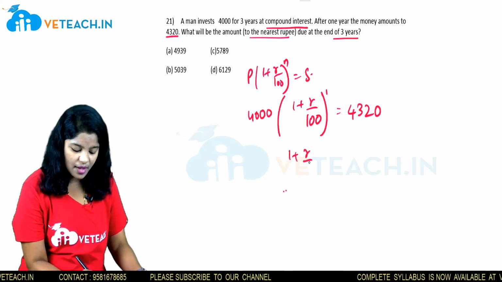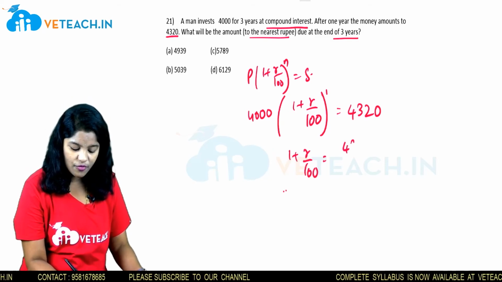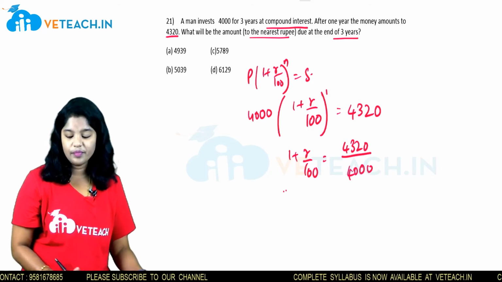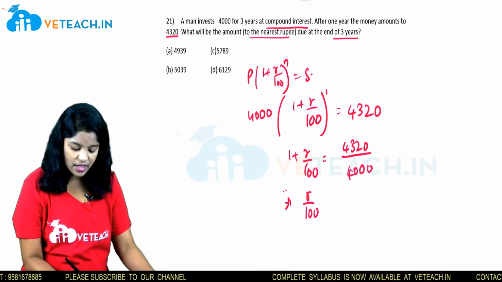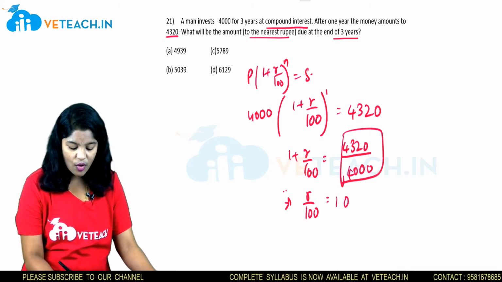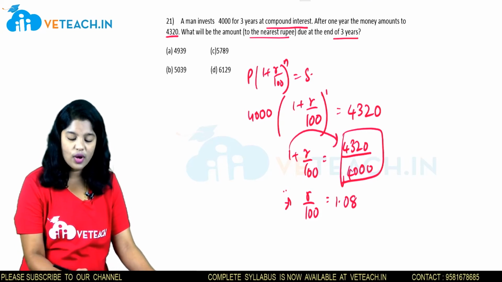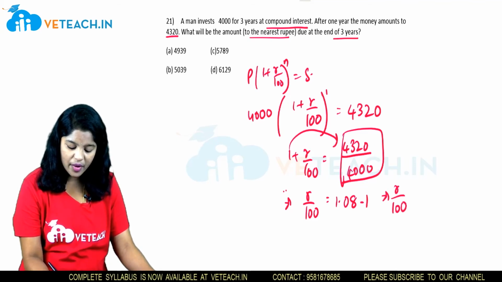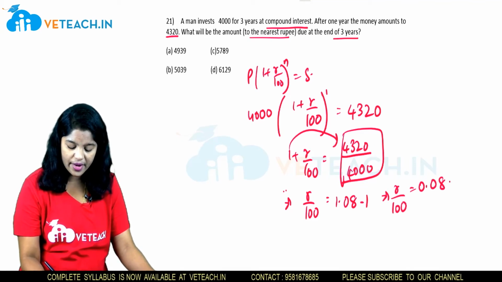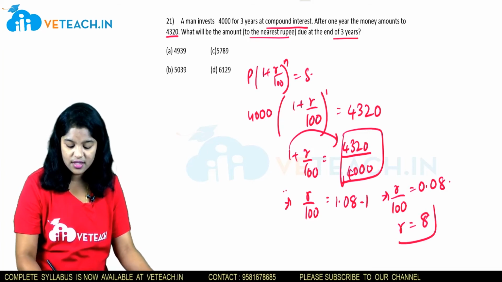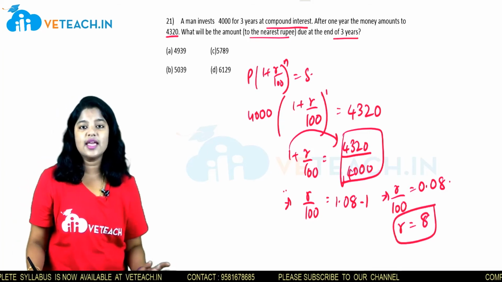So 1 plus R by 100 is equal to 4,320 by 4,000, which is 1.08. Bring this 1 to the other side, we will get minus 1. That implies R by 100 is equal to 0.08. R is equal to 0.08 into 100, that is 8. So the rate of interest is 8%.